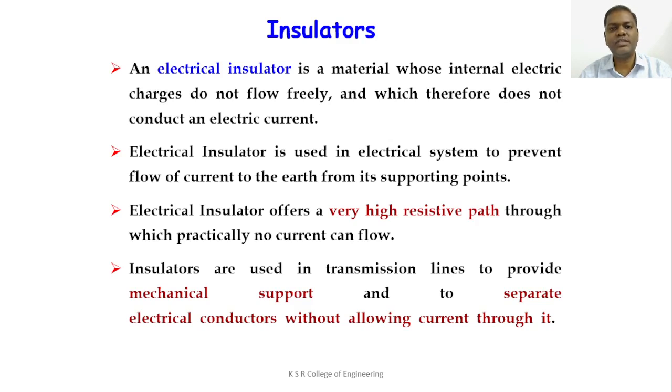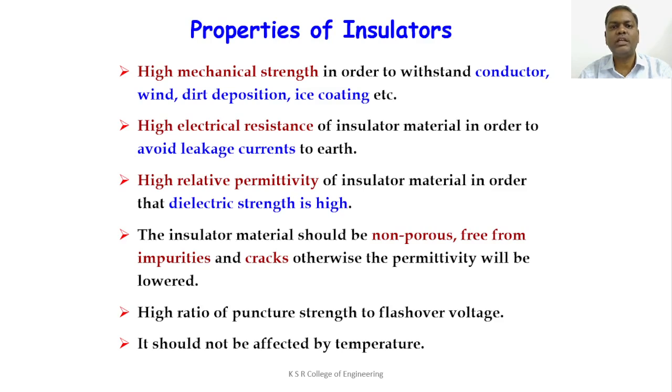Now we are going to discuss the various types of insulators used in overhead lines. Before that, we are going to discuss the properties of insulators. First, high mechanical strength in order to withstand the conductor. The next property is high electrical resistance of the insulator material in order to avoid leakage currents. Next is high relative permittivity of the insulator material, so that the dielectric strength is high. These are the properties of insulators.